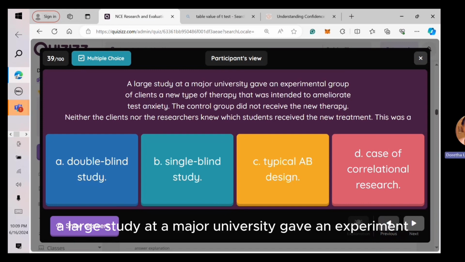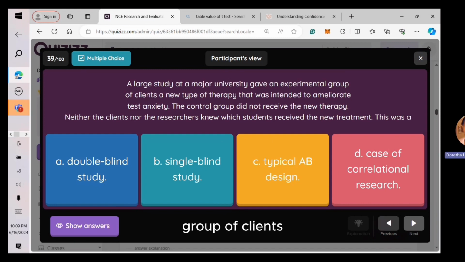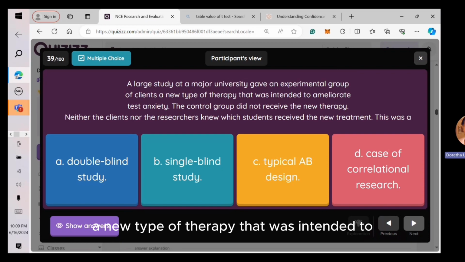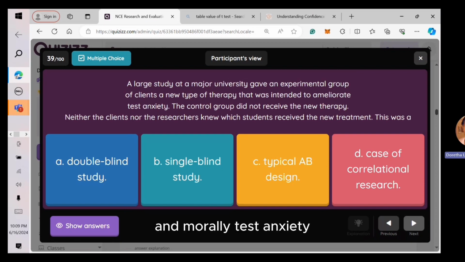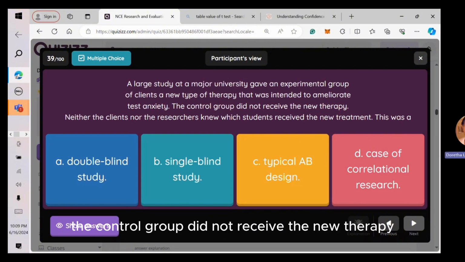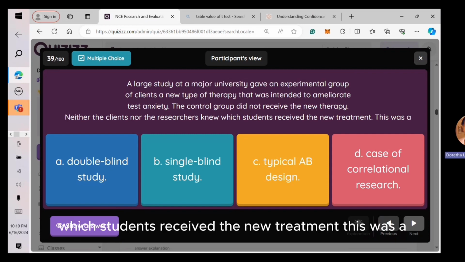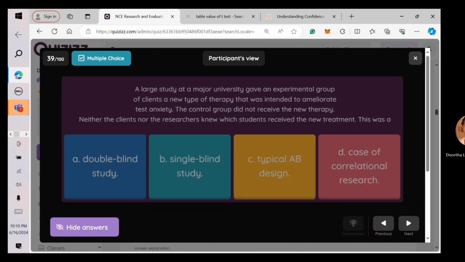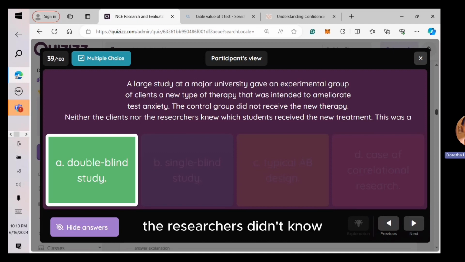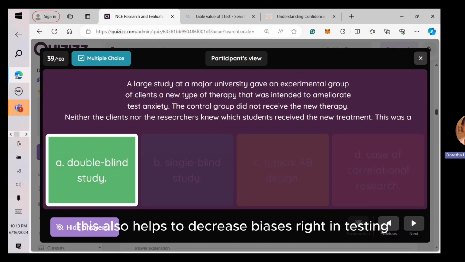A large study at a major university gave an experimental group of clients a new type of therapy that was intended to ameliorate test anxiety. The control group did not receive the new therapy. Neither the clients nor the researchers knew which students received the new treatment. This was a double-blind study, right? The researchers didn't know, neither did the participants. This also helps to decrease bias in testing.